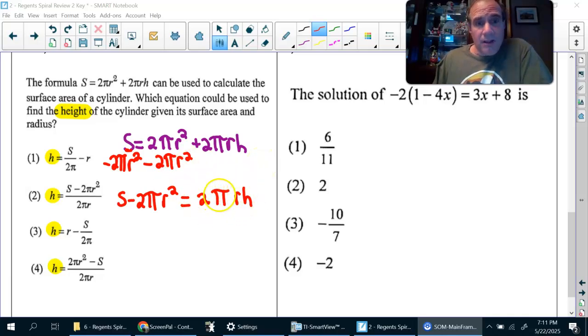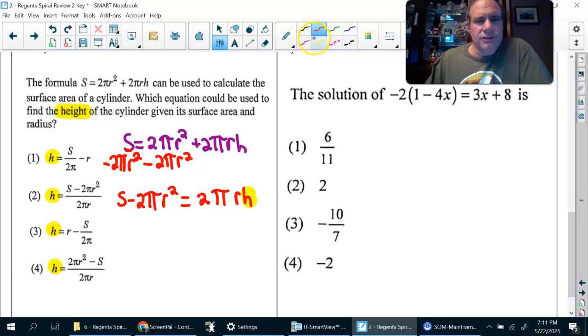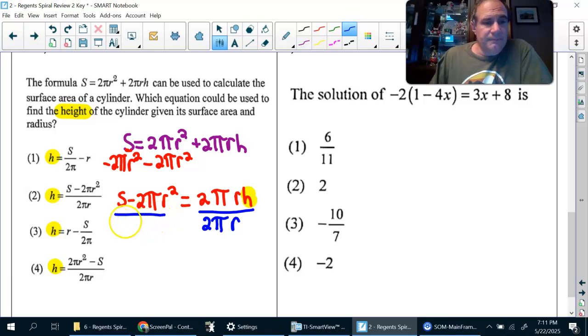Now think about what you have to do on this side. Your eyes are on the right side right now because you have to solve for h. You have to get that h alone. So what inverse operation could you perform to get the h away from the 2, the pi, the r? Well, all of this is multiplication, so the inverse of multiplication is division. So I'm going to divide by 2, pi, and r, and I'm going to leave the h alone.